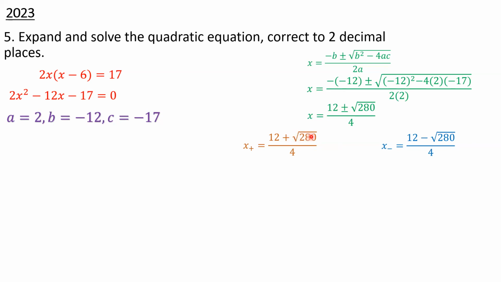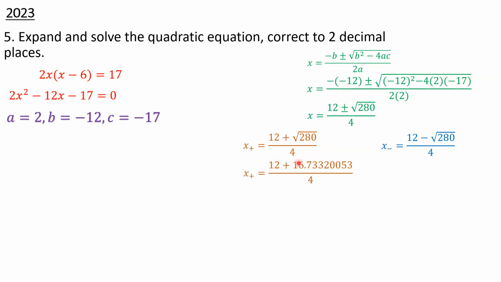So what is the square root of 280? Well, the square root of 280 is approximately 16.733200053. And we just put the plus. So we have 12 plus 16.733200053. How did we get the 4? Well, we got the 4 because 2 times 2 is 4. So that's how we got that denominator. And we just carried the denominator straight through.